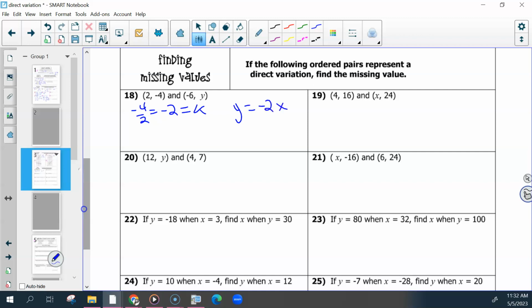Correct. After you have your equation, you can look at the second ordered pair. You're given x, but you don't know y, so you can put this in for x and solve. What would y be?